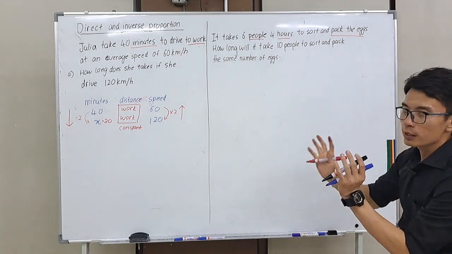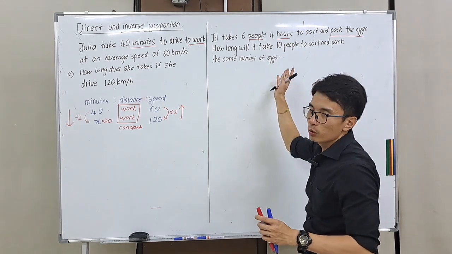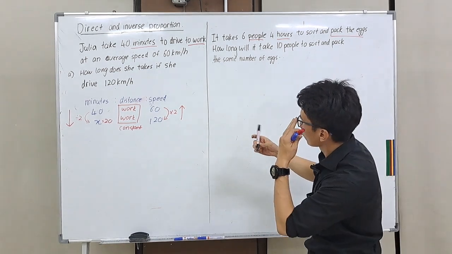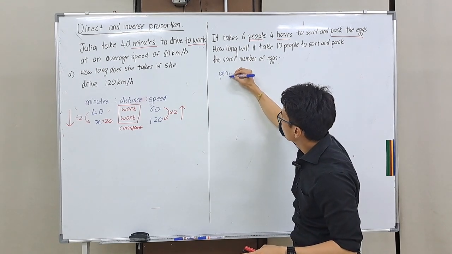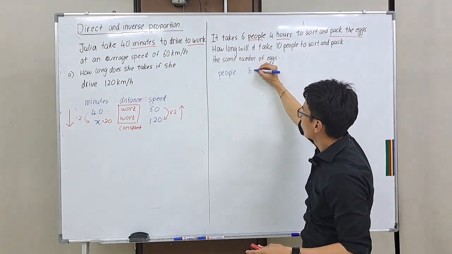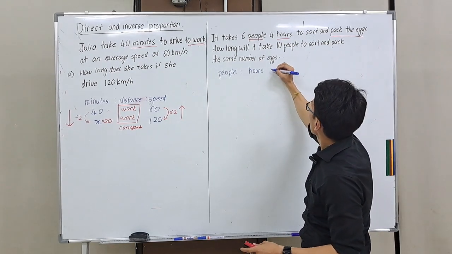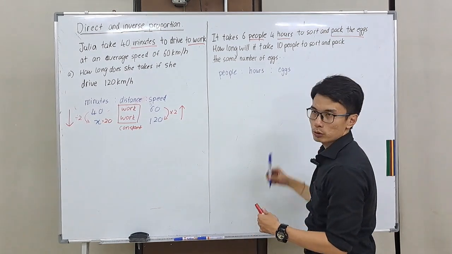So let's again build our table to look at the overall information here first. I have the number of people, I have my time in hours, so I'm going to write hours, and I have my eggs over here.